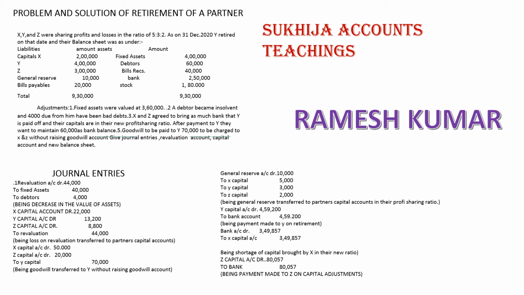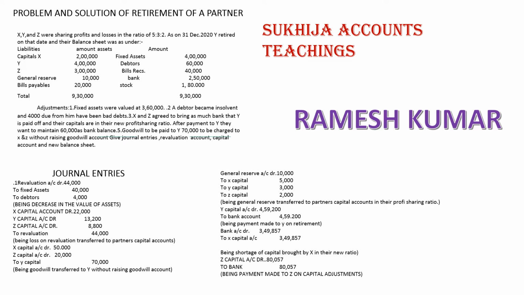Liabilities amount, assets amount. Under liabilities, capital X 2 lakh, Y 4 lakh, Z 3 lakh. General reserve 10,000, bills payable 20,000. Total of balance sheet is 9 lakh 30,000. On asset side, fixed assets 4 lakh, debtors 60,000, bills receivable 40,000, bank 2 lakh 50,000, stock 1 lakh 80,000. Total of balance sheet is 9 lakh 30,000.